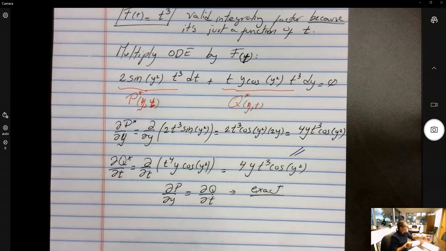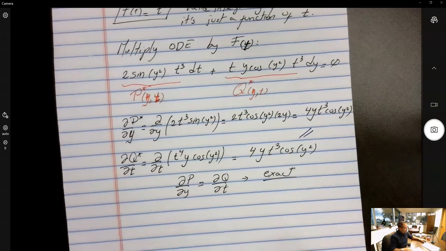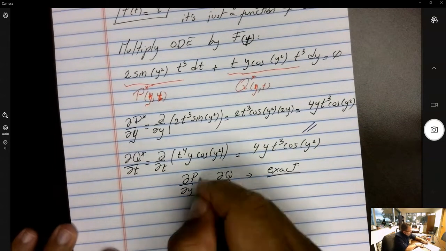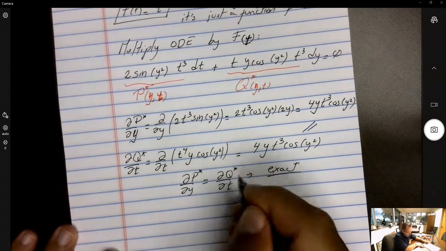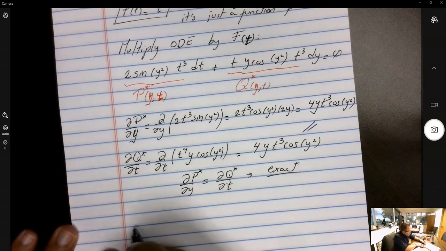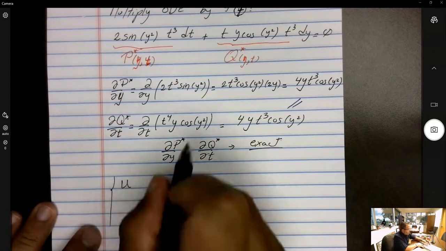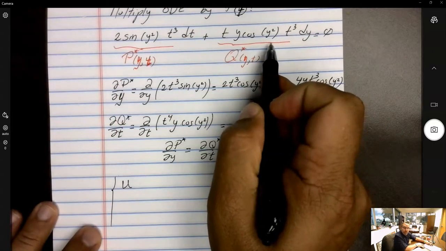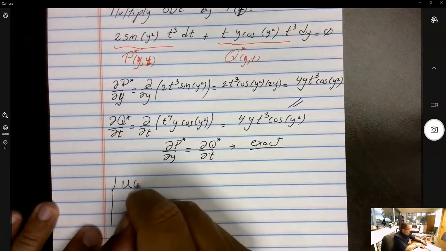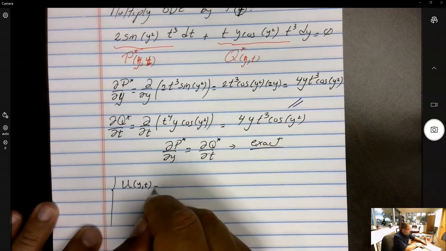Exact. Great. So what do I do now? Let's solve it. So by the way, this is a star star. The solution of this equation, by the way, this equation is the same equation as the original one. So the solution to this equation is the same solution to the original equation.